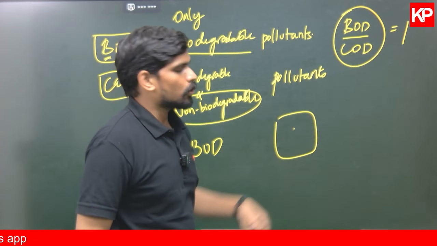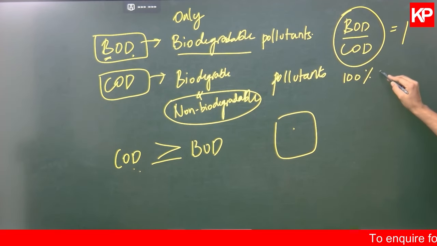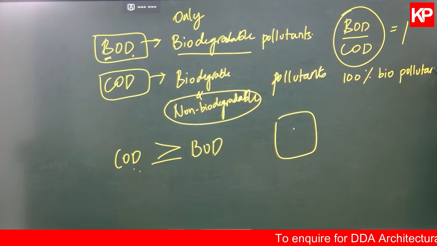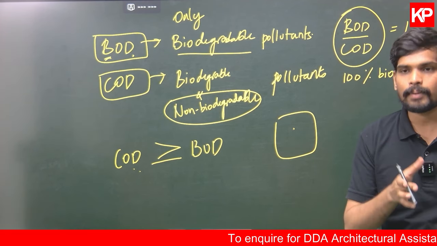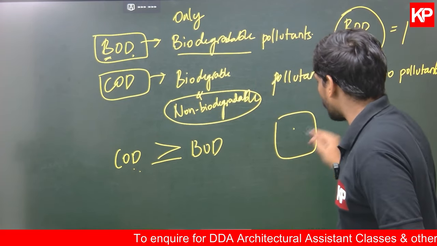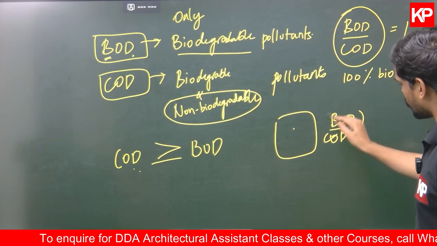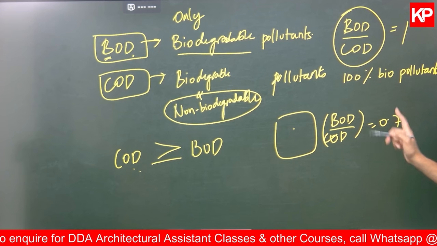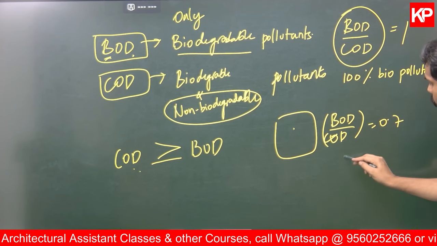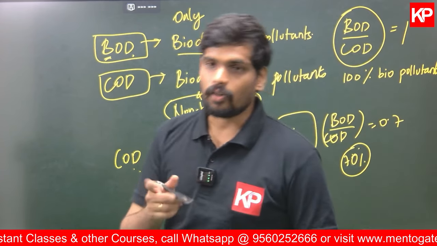If the ratio is equal to 1, it means 100% of the pollutants are biodegradable. If the ratio is 70%, it means 70% are biodegradable. So 70% is 0.7. If the ratio of BOD to COD comes out to be 0.7, keep in mind the maximum is 1, it can never be more than 1. If it is 0.7, it means 70% of the pollutants are biodegradable, 30% are non-biodegradable.